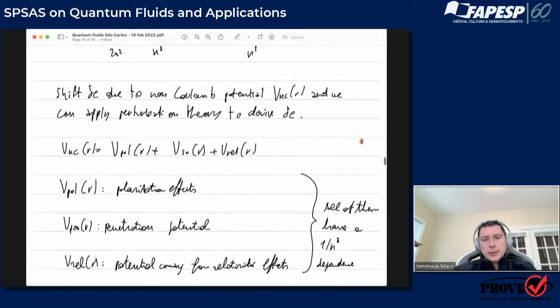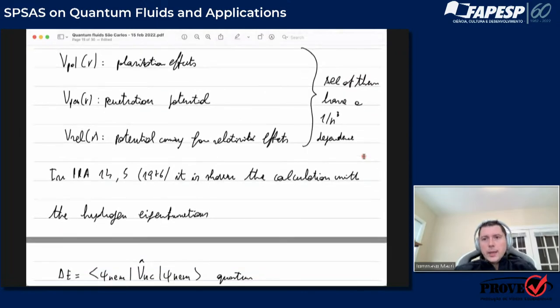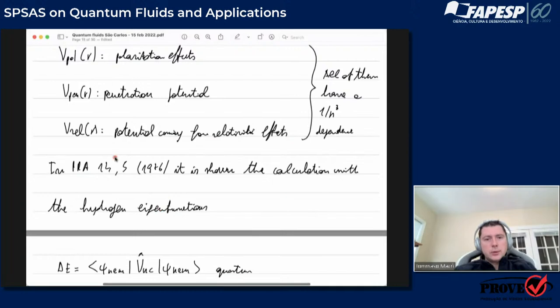There are essentially three main effects that are responsible for this non-Coulomb potential. The first one is a polarization effect, due to the fact that the electronic cloud made of n minus one electrons gets polarized by the presence of the external electron. There is a penetration potential, due to the fact that this external electron, when it enters into the electronic cloud, also feels an effective non-Coulomb potential. And then there are relativistic effects, and the most relevant among them is the spin-orbit coupling. If you want a full detailed calculation of all the effects, I would recommend this paper here.